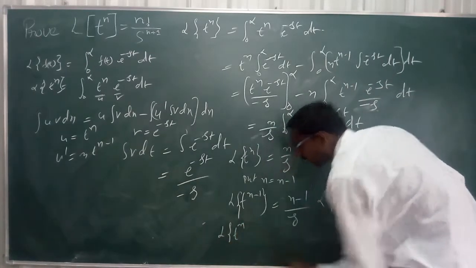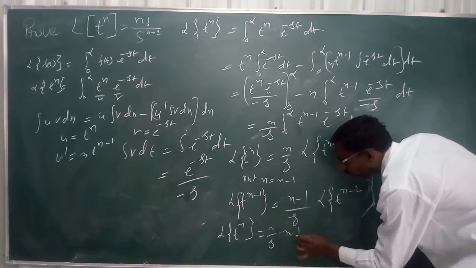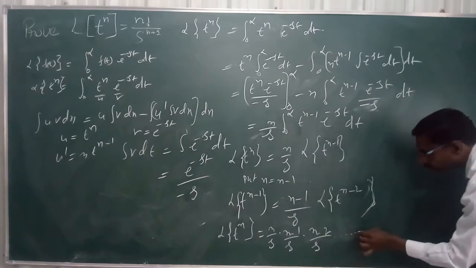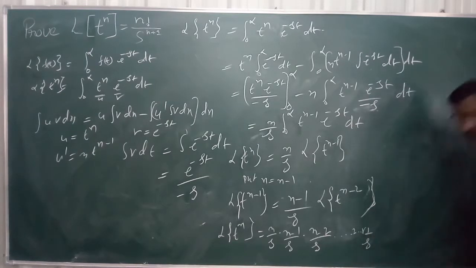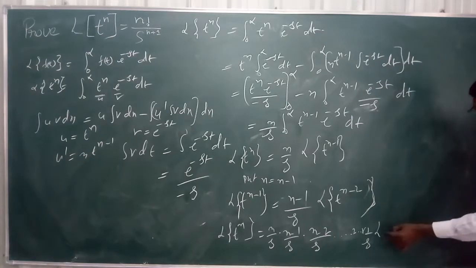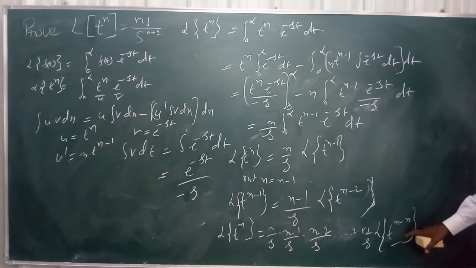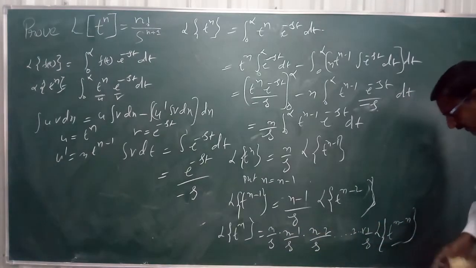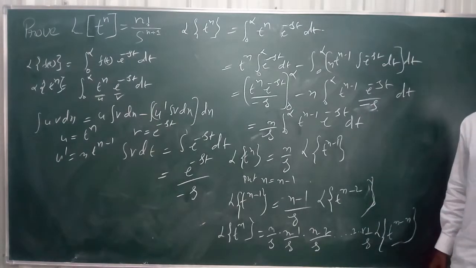Here, L of t power n is equal to n by s into n minus 1 by s into n minus 2 by s, and so on, up to 2 into 1 by s. Then we get L of t power n minus n. This is very, very important. I got up to L of t power n minus n. Is it clear? n into n minus 1 into n minus 2 and so on, up to 2 into 1, is nothing but n factorial. At the same time, how many s's are there? n s's are there. Therefore, this is s power n. Is it clear or not?